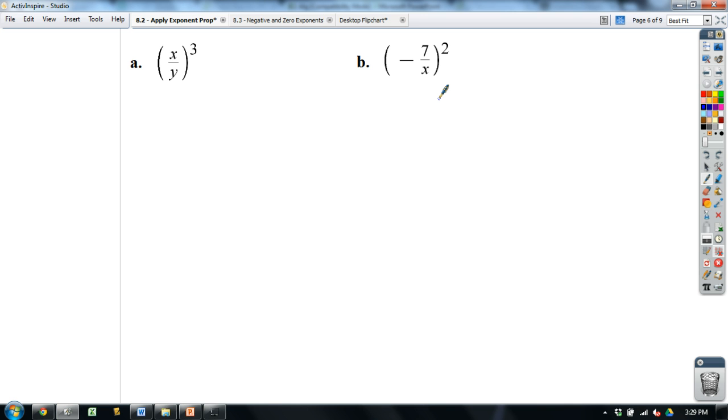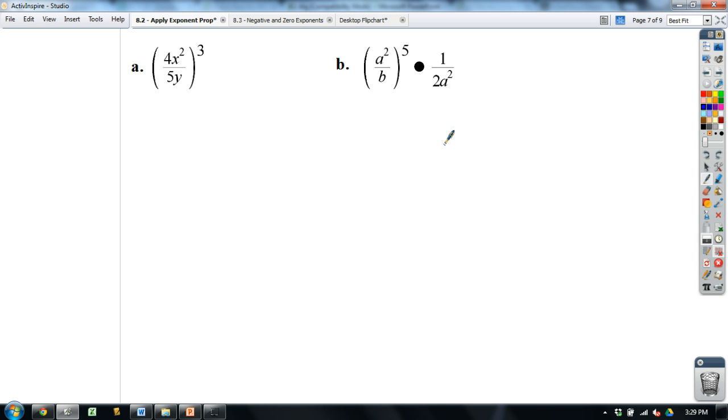All right. Try these. A little trickier, but not really that much. All right, this one, x over y, right? x over y to the 3rd is just going to give me x cubed over y cubed. Okay. B, I'm going to have negative, and what I can do is put the negative with the 7, so negative 7 squared is 49, and x squared, and that's it.